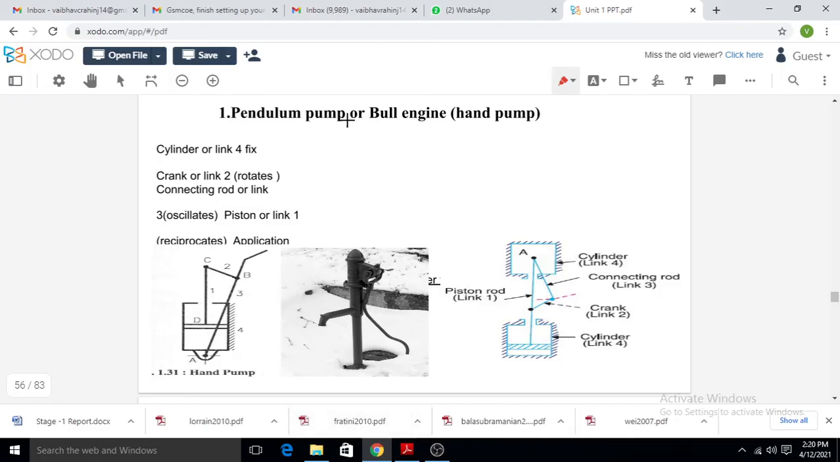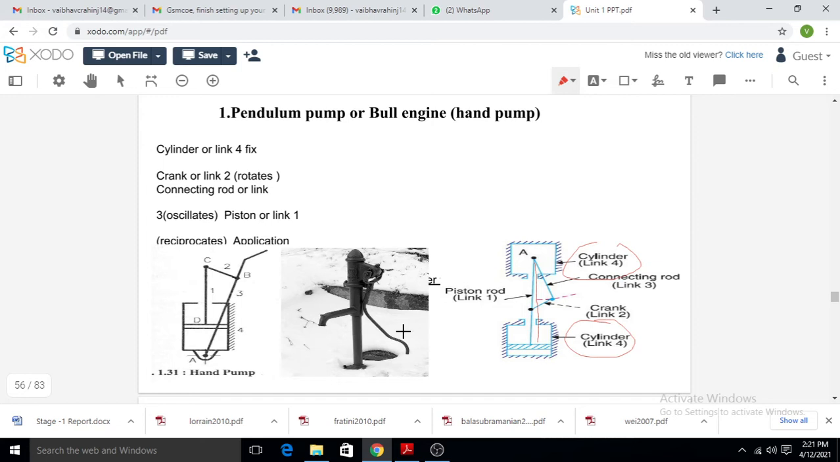is the pendulum pump or bull engine or a hand pump. Here also there are 4 links present. See the piston and cylinder, piston rod. This piston rod is link number 1. This is the cylinder, this is link number 4. Crank is link number 2, and the connecting rod acts as link number 3.